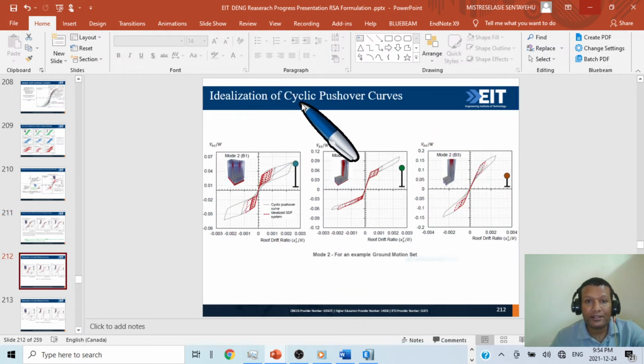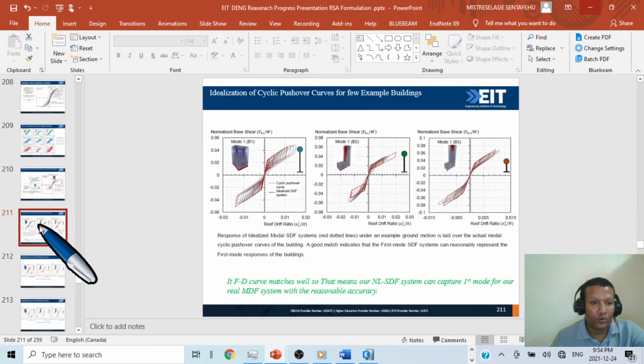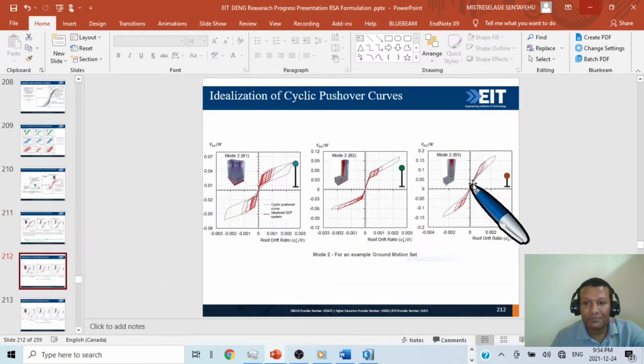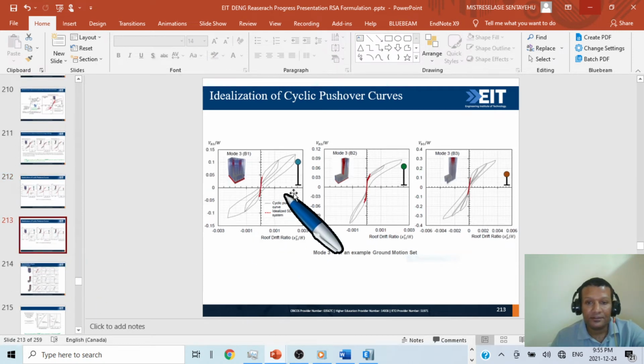This is also the idealization of the cyclic pushover curve. This is also the same. That is for mode 1, I think. This is for mode 2, they did the same and they compared with the experiment. Most experiments show a good match. This is mode 3, they idealized it.